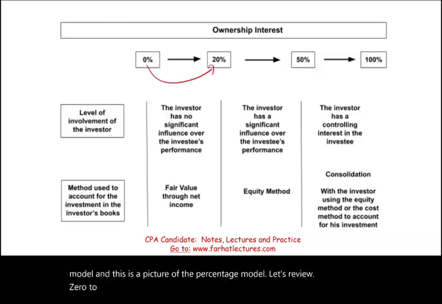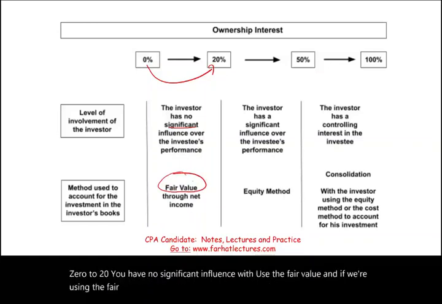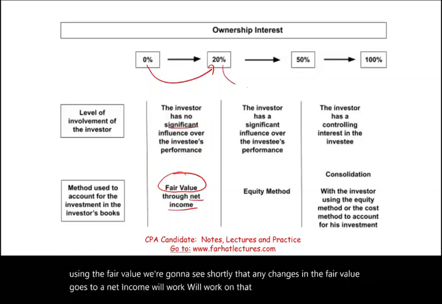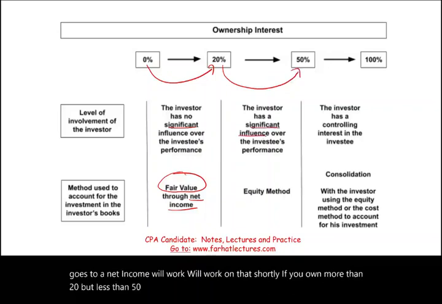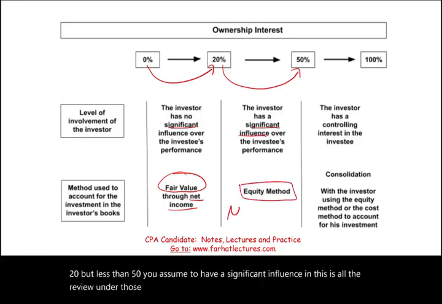If you own 0 to 20%, you have no significant influence, so we would use the fair value. And if we're using the fair value, we're going to see shortly that any changes in the fair value go to net income. We'll work on that shortly. If you own more than 20 but less than 50, you assume to have significant influence, and this is all a review. Under those circumstances, we will use the equity method. Don't worry about the equity method, we'll cover that next.